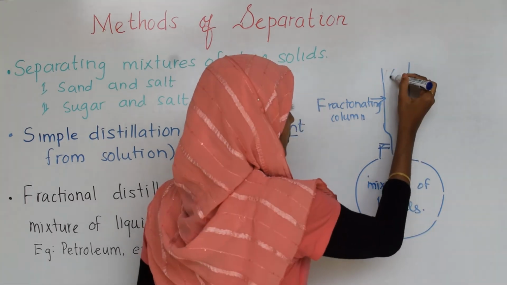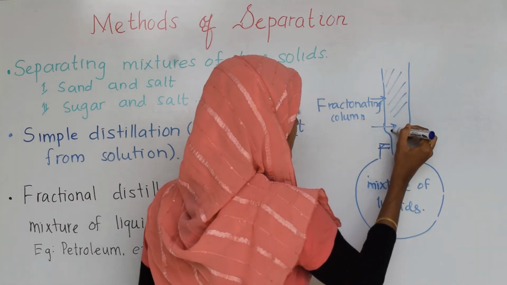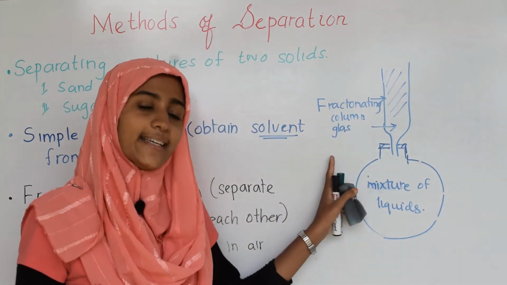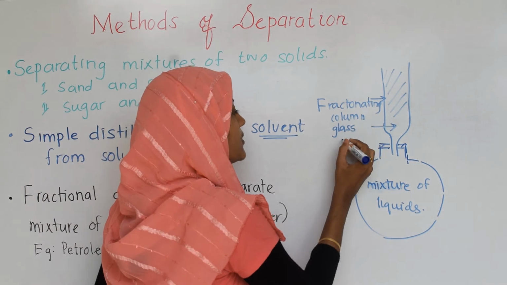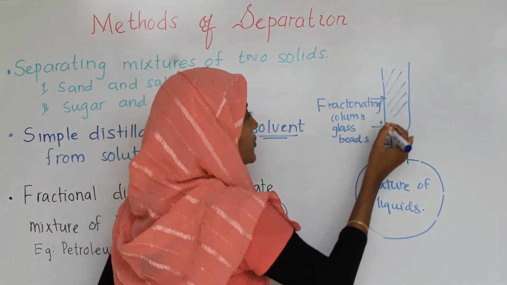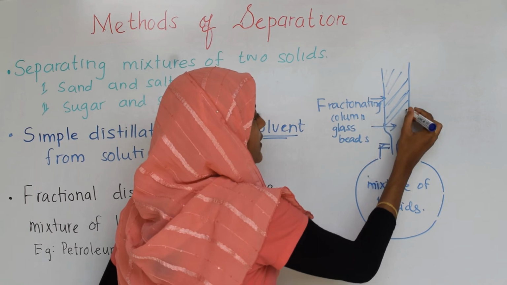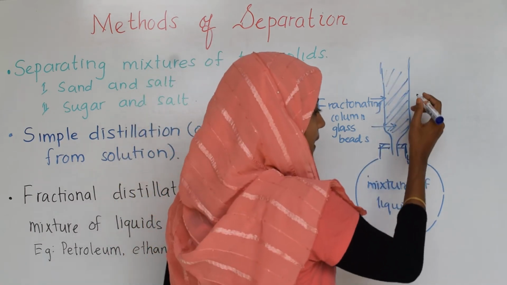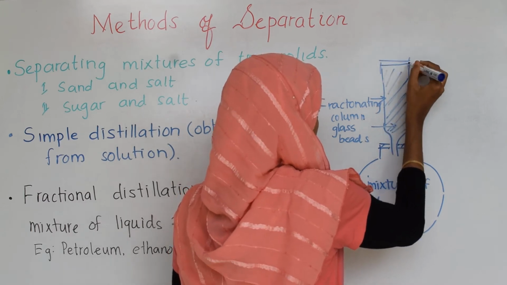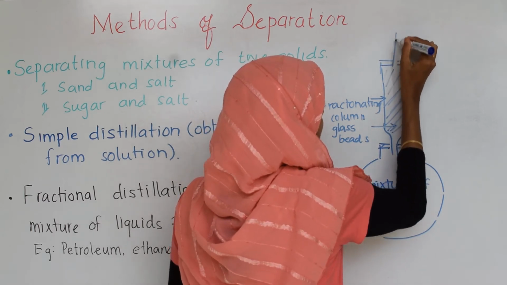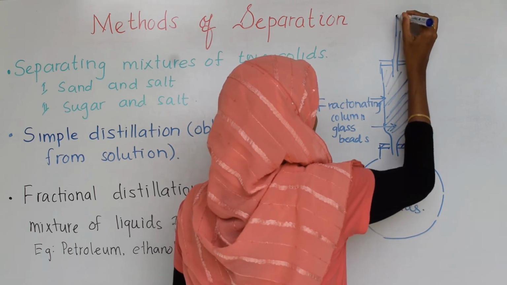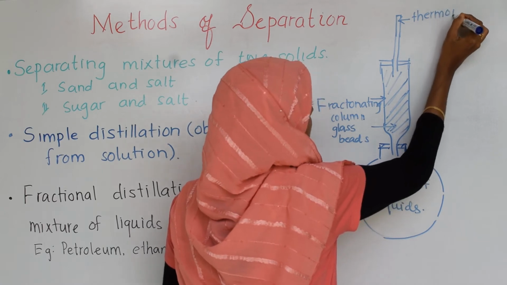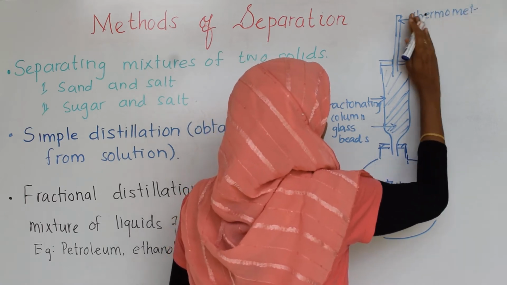This fractionating column contains glass beads. So it's like you have some glass beads over here. This diagram is clearly mentioned in the book, and then this is also given a space to insert the thermometer here. So you have the thermometer over here.